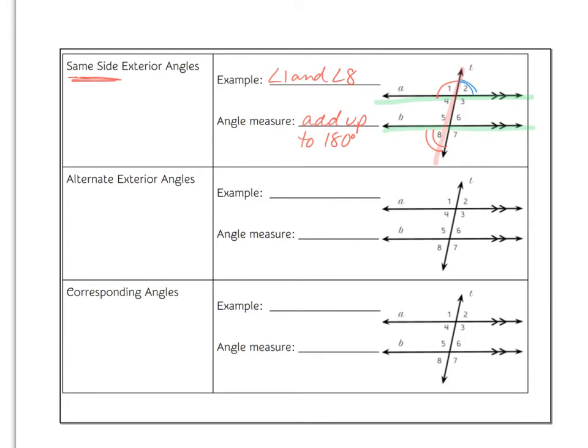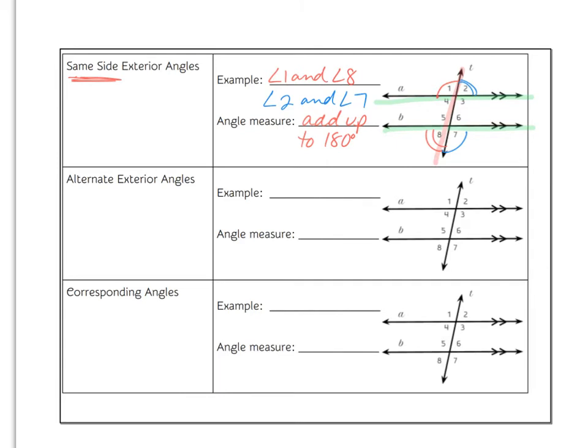Think about angle 2. Angle 2 is an exterior angle. It's above the green line. What's on the same side but below the other green line? 7. So angle 2 and angle 7 are another pair of same side exterior angles. Which brings us to alternate exterior angles.